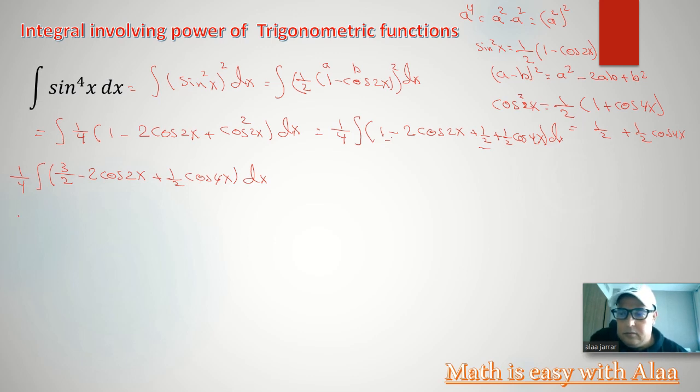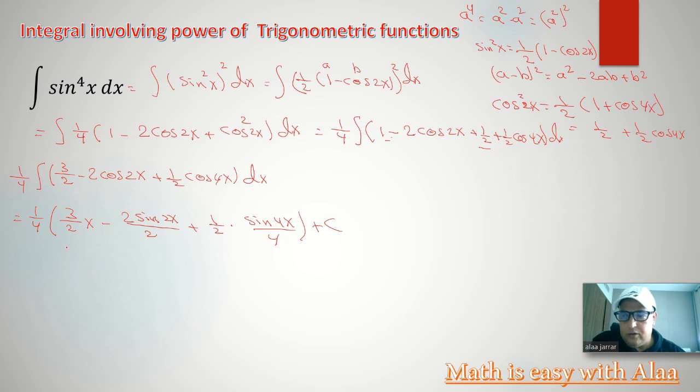Now it will be 1 over 4 times the antiderivative of 3 over 2, which is 3 over 2 x, minus the antiderivative of 2 cosine 2x, which is 2 sine 2x over 2, plus 1 over 2 times the antiderivative of cosine 4x, which is sine 4x over 4, close the brackets, plus the constant.